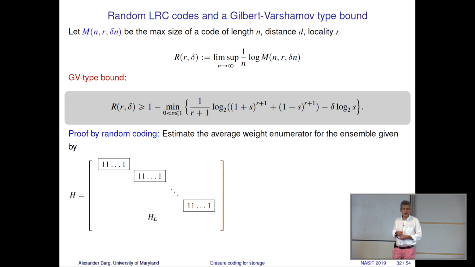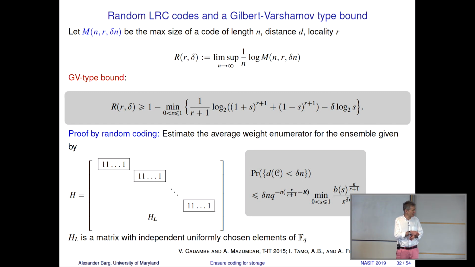So how do we do random codes? What is random if we require locality? So we need those local parity checks. Well, we do what suggests itself. We impose locality in the parity matrix and take the bottom part of the matrix randomly. So that's an ensemble of random LRC codes. And we can estimate from above the probability of the distance below a certain quantity, and that's how the Gilbert-Warshamov bound comes about. This is a work of Vivek Kadambe and Arya, and also with Zach and Alexei Frolov a few years back, so this GV-type bound.